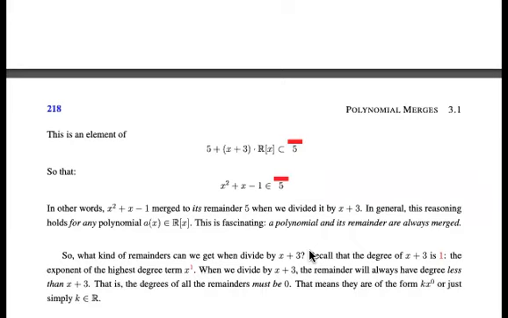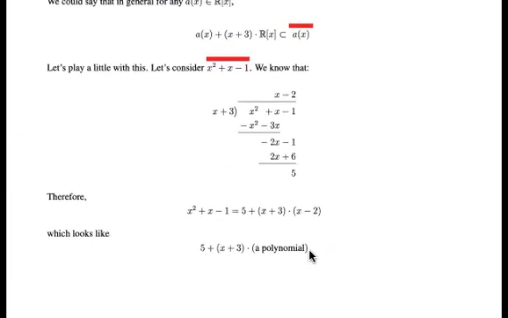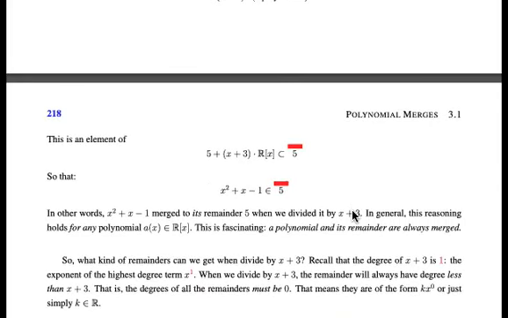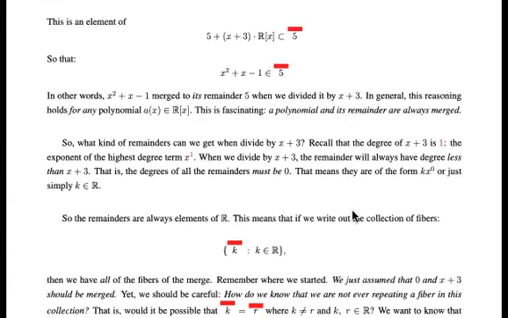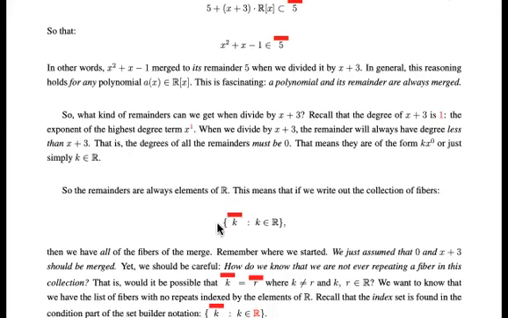Now, in particular, notice what we did. We divided by x plus 3. Guess what the remainders are when we divide by x plus 3? They're all real numbers. Okay, they're just constants, right? Because the degree of this is 1, the degree of that remainder will be less than that, so it will be degree 0. So we just get constants.